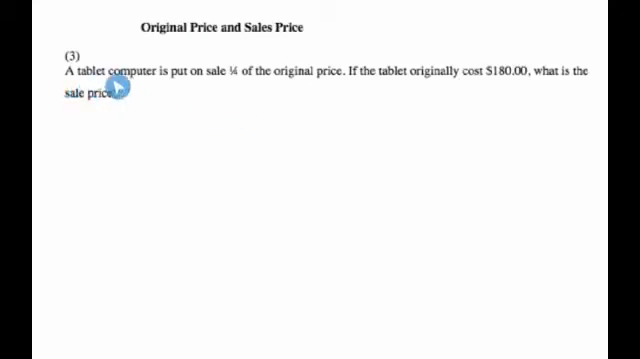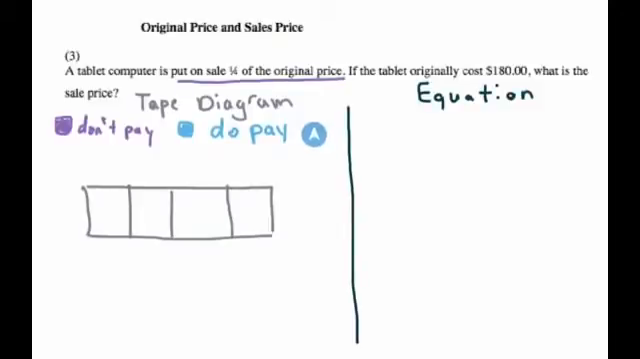Question 3. A tablet computer is put on sale 1/4 of the original price. If the tablet originally cost $180, what is the sale price? So in class we use models, the tape diagram and or the equation to help us solve these types of problems. So to do a tape diagram, I have my don't pay and do pay colors, and I've divided my rectangle into 4 pieces equal to the denominator. So how many squares should I color don't pay?